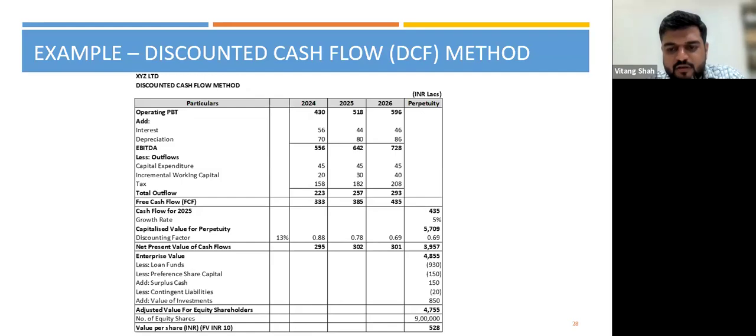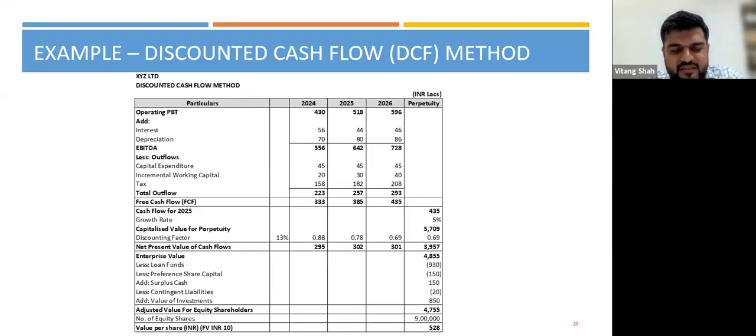However, that is not a value today. So you will have to bring it down to today's terms. A 0.69 discounting factor, which is the discounting factor for the third year, your last year of projections, gives you 39.57 crores. The sum of the present value of your cash flows for 24, 25, and 26, plus your perpetuity value, gives you an enterprise value of 48.55 crores.